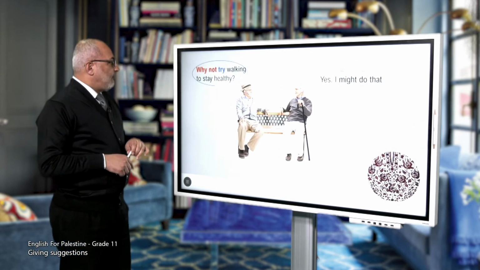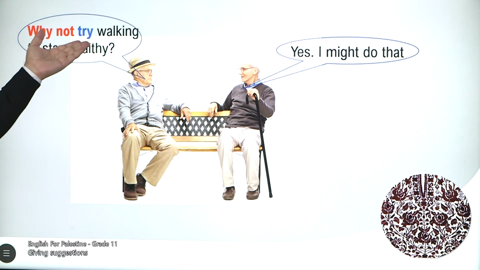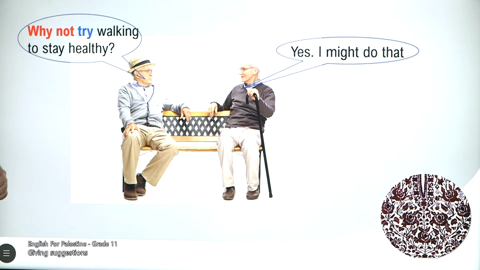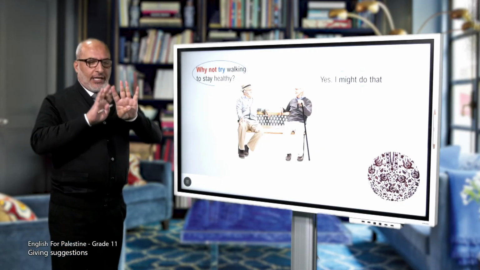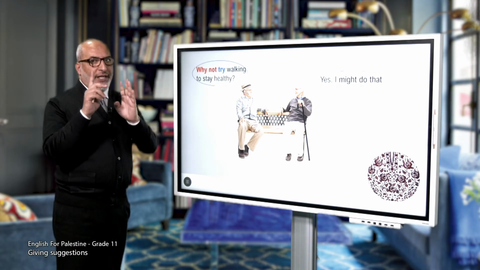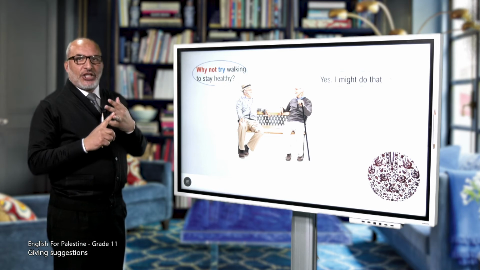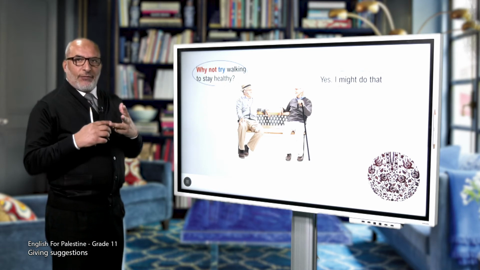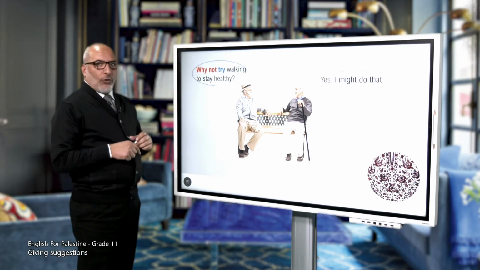Let's look at the fourth one. Why not try walking to stay healthy? Why not plus the infinitive form of the verb. And of course, he accepts the suggestion, yes, I might do that. So by this, we have four structures for giving suggestions. The first one, I remind you again, let's plus the infinitive form of the verb. Second one is shall plus subject plus infinitive form of the verb. The fourth one, why not, plus the infinitive form of the verb.